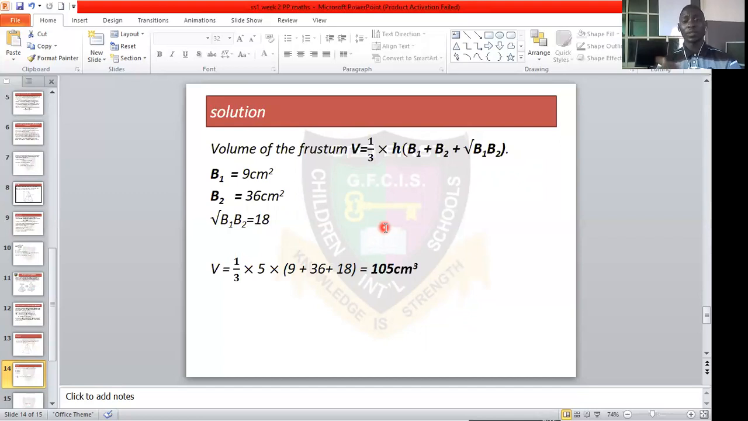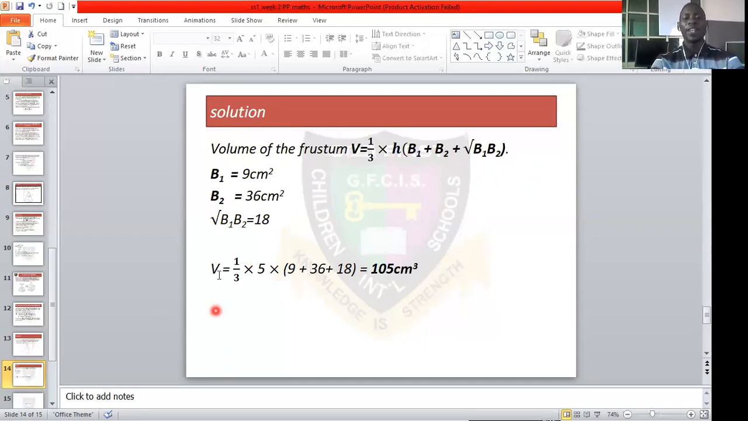The base of the top is 3, so the base area is 3 times 3, which gives 9 centimeters square. The base of the bottom is given as 6, so 6 times 6 gives 36 centimeters square. And the square root of the product of the bases, 9 times 36, gives 18.